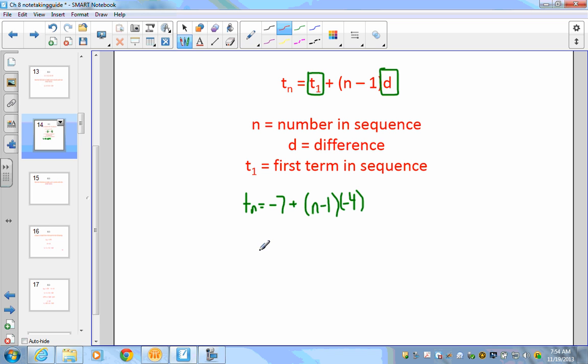So my next step would be T of n is equal to -7 minus 4n plus 4. And so when I work the math, T of n is equal to -4n, sorry, minus 3. And there's my answer right here.